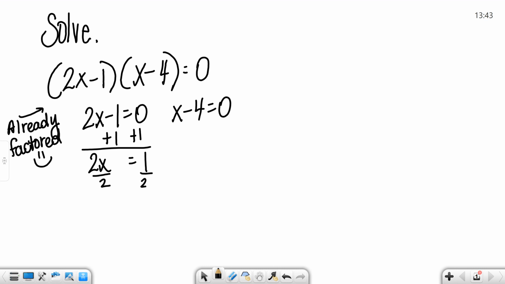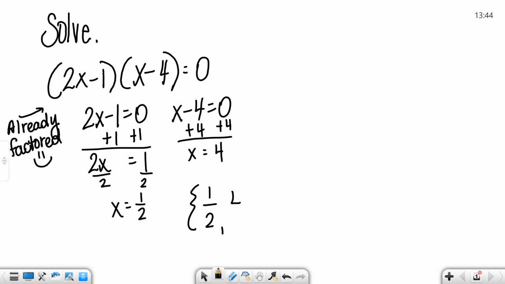Divide by 2 on both sides, and so x is 1/2. Add 4, and so x is 4. Again, pay attention to how your MyMathLab wants your answers. The solution set would look like this. If they want you to type in your answer in a box and separate it by commas, just make sure you pay attention to what the directions tell you.